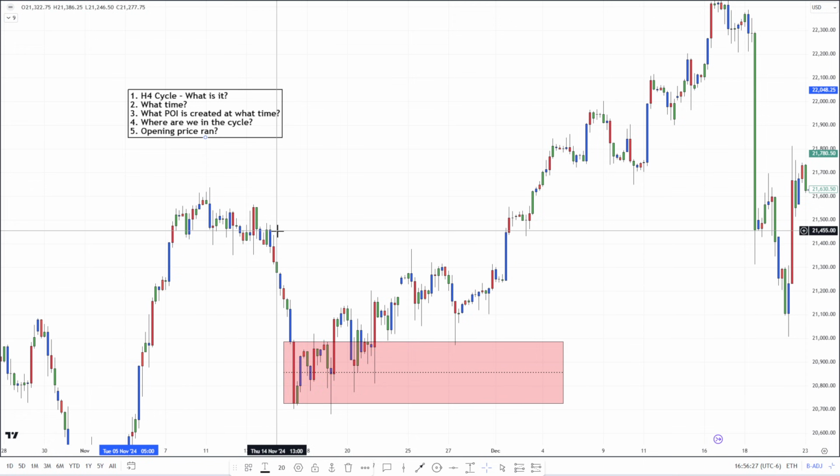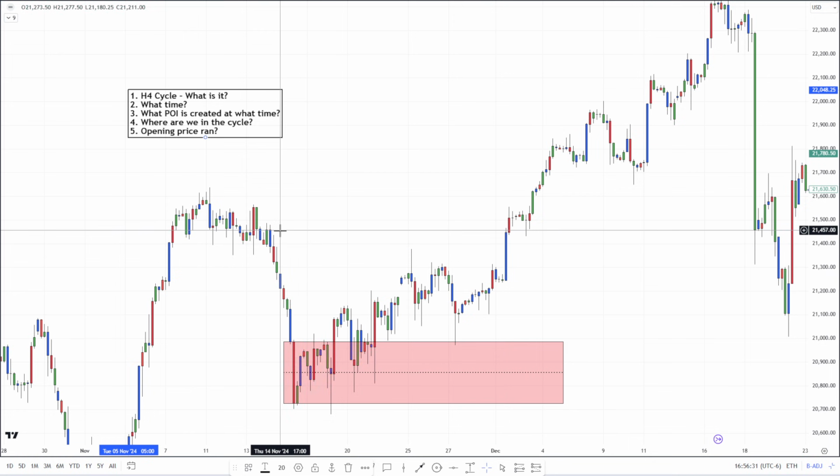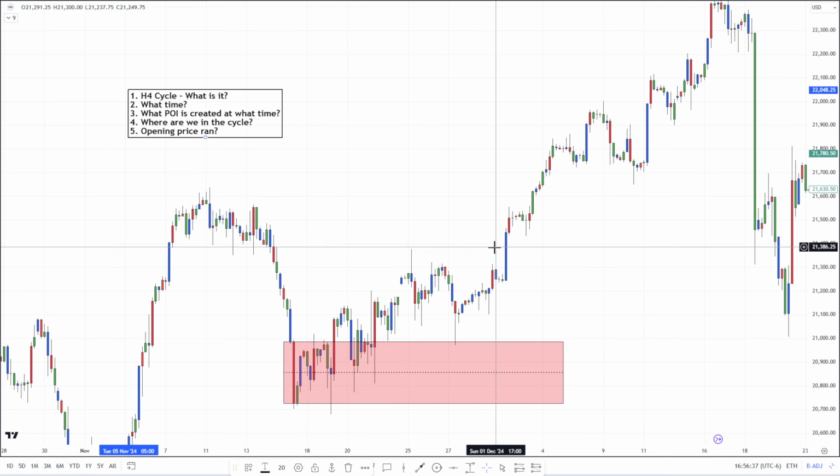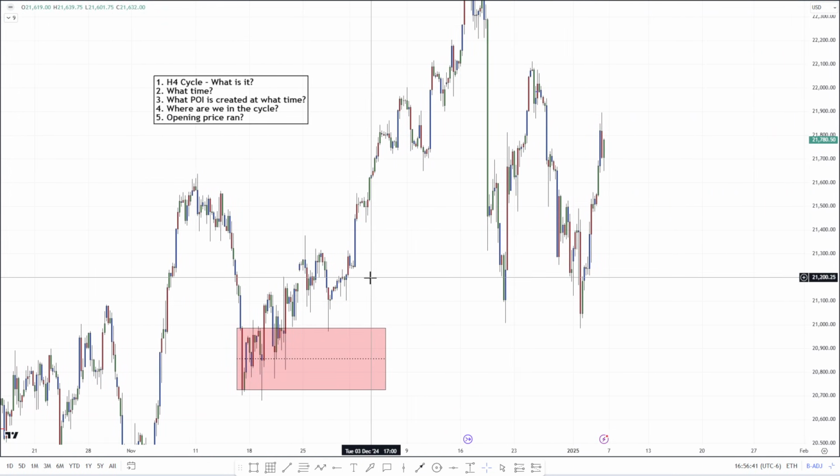This candle started down, open. What does this 5 o'clock candle do? Runs into this 5 o'clock open. Okay, cycles within cycles. And we get broader and broader.